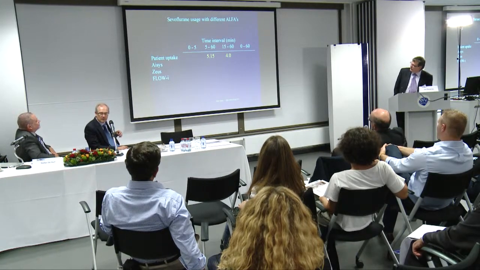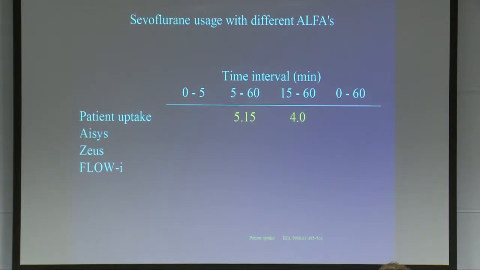If you look at patient uptake at 2%, how much does the patient actually take up? Between 5 and 60 minutes, it's 5.15 milliliters of liquid sevoflurane. Between 15 and 60 minutes, it's about 4 milliliters. And what I'm going to do is progressively fill up this table towards the end of the lecture, and show you the sevoflurane usage with the different automated low-flow anesthesia machines. The first 5 minutes are particularly important with regard to agent usage, and that's where the importance of the end-tidal function comes into play.